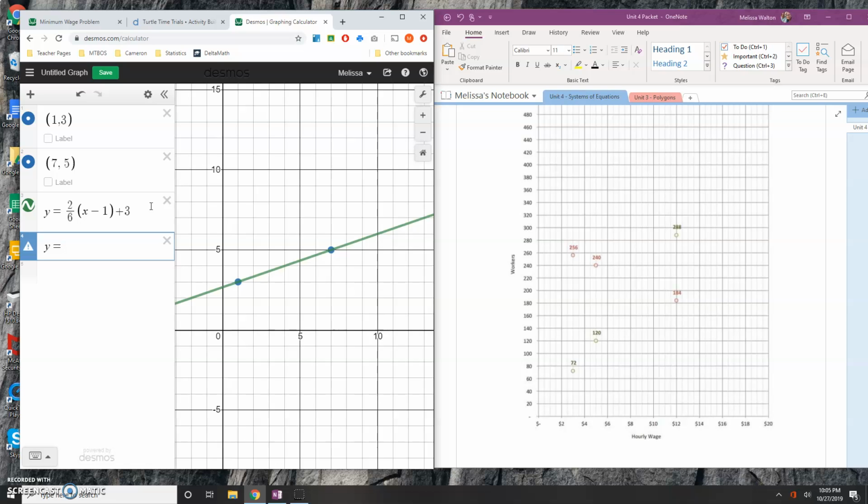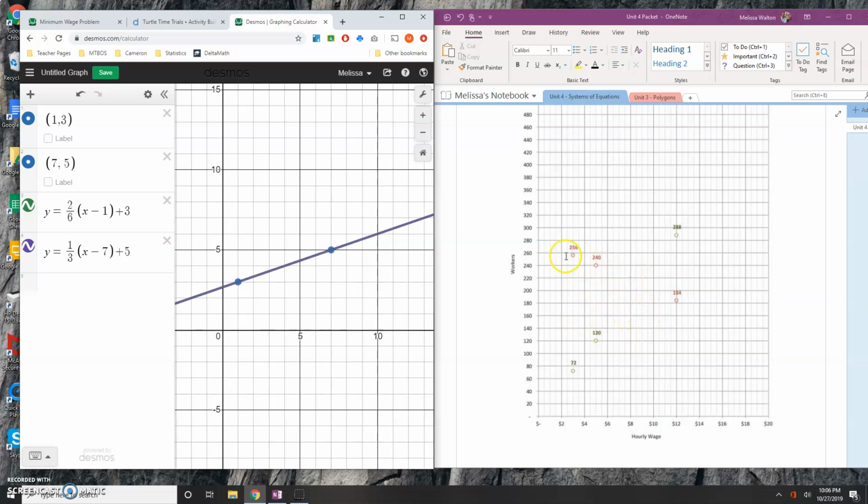Our slope, I'll go ahead and simplify it for this one, 1/3. And if I were to have chosen this point, right 7, up 5, well, y = 1/3(x - 7) + 5. Voila, there you go. Both of those lines go through those two points. All right, so Mr. Parsons is going to go ahead and pause the video.